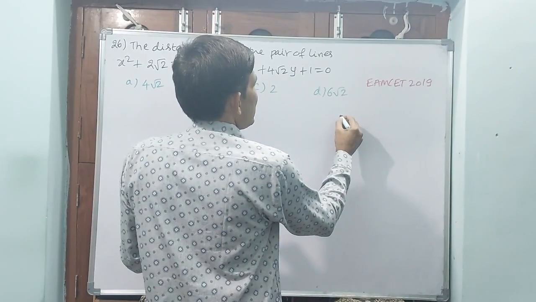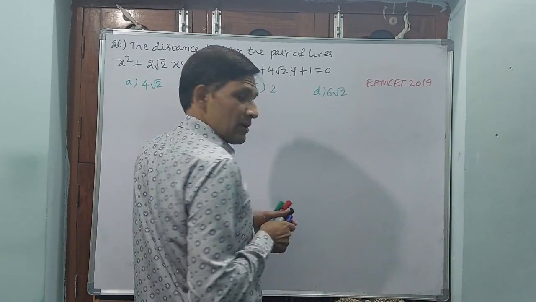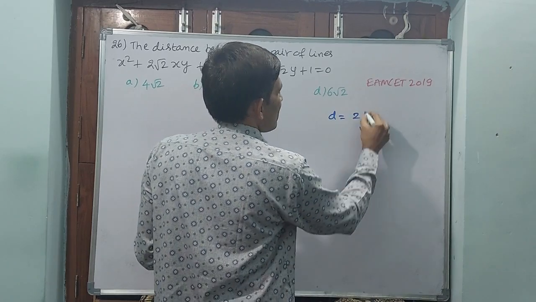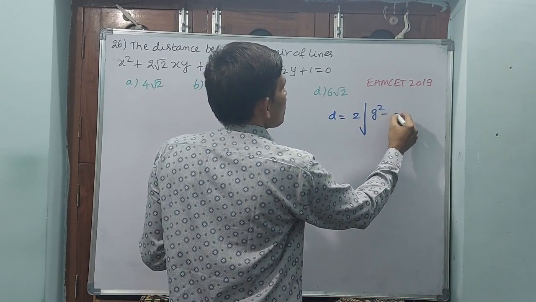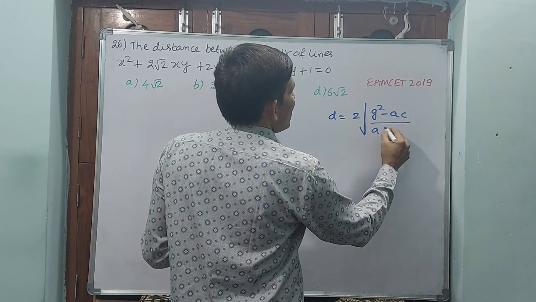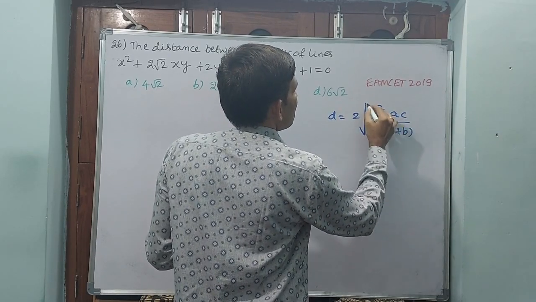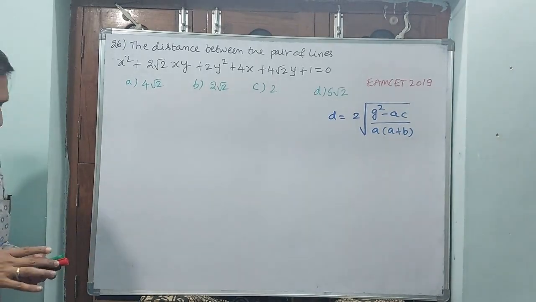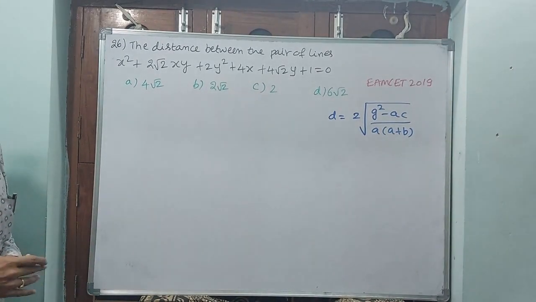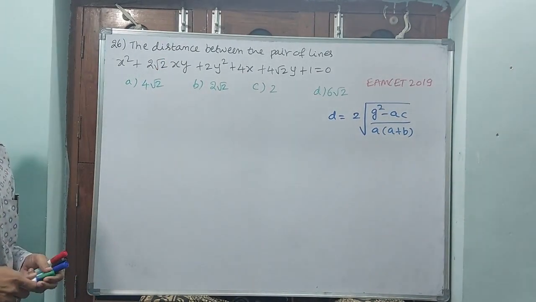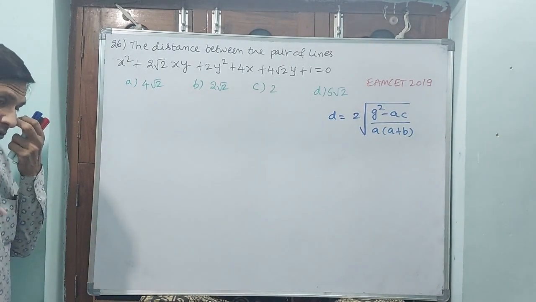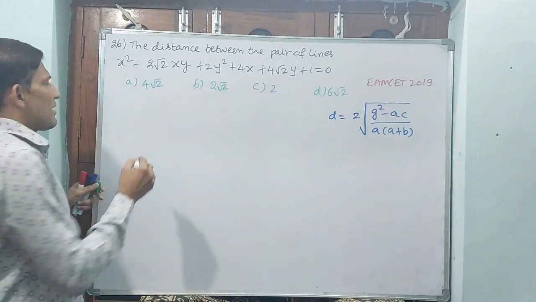See, distance D is equal to, I am writing the formula, 2 times the square root of g square minus AC by A into A plus B. Okay, g square minus AC by A into A plus B. This is the formula for parallel lines. Are these parallel lines or not? How are we going to find? Okay. The logic is, you see what I am telling.